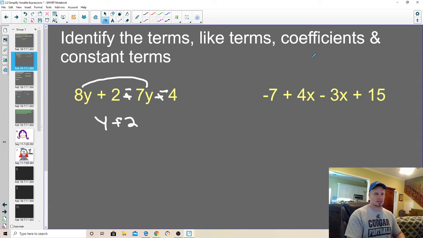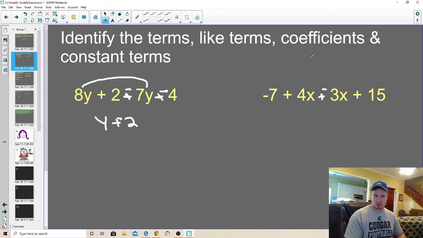Let's look at this one. Okay, the terms are, let's keep it, change it, make everything addition. Okay, there we go. Terms are negative 7, 4x, negative 3x, and 15. Like terms: negative 7 and 15, and then 4x and negative 3x. Coefficients, I'm just looking for the numbers with the variables. I get 4 and negative 3. Those are coefficients. And then constant terms are the numbers without variables, negative 7 and 15.